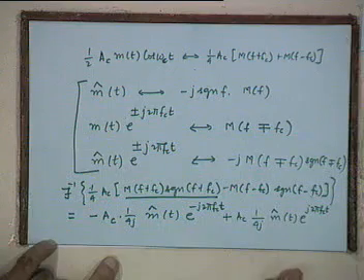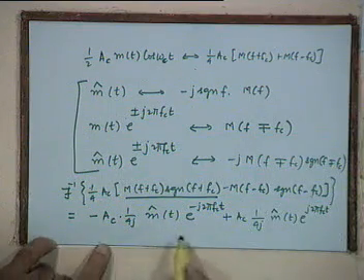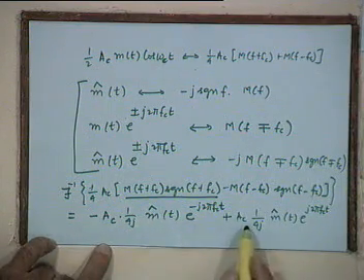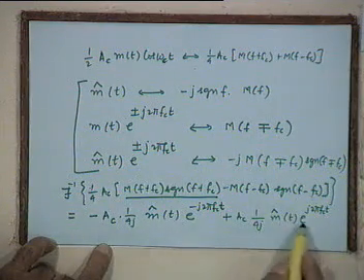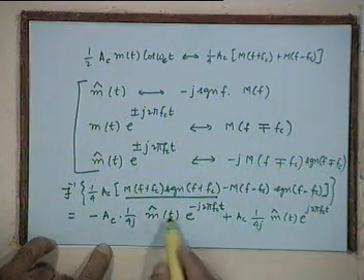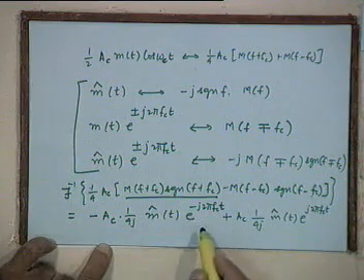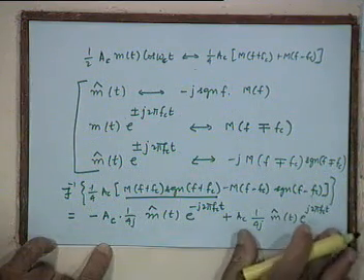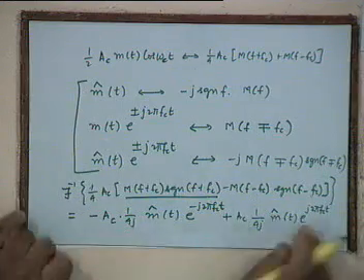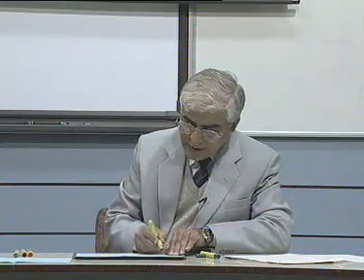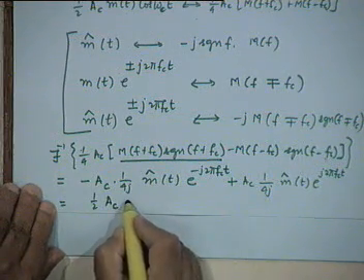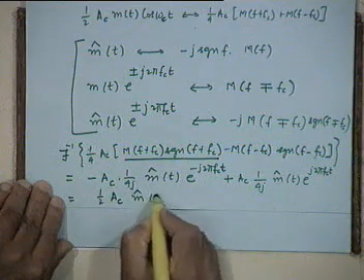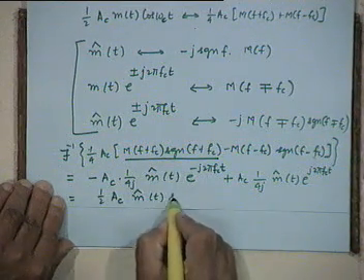Are you all with me? So now if I combine these two terms, what do you get? Take m hat t outside as a common factor, you are left with e to the power j 2 pi f c t minus e to the power minus j 2 pi f c t divided by 2 j, right. So this is nothing but, let me raise it slightly so that you can see it properly, half of A_c, what will it be equal to? M hat t into sin 2 pi f c t.